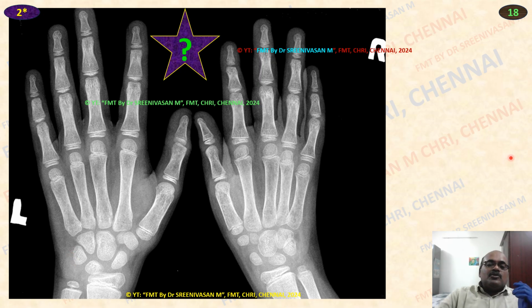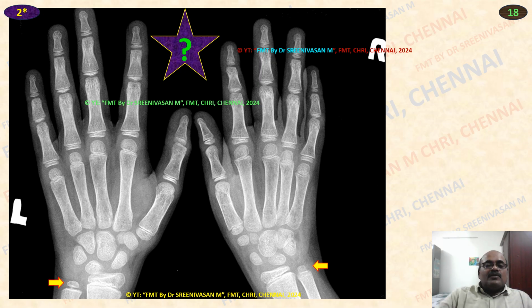So age is above 5 years. Base of the first metacarpal has appeared not fused. Heads of second, third, fourth and fifth metacarpals have appeared not fused. Right? So what is the age? Age is above 5 years, below 12 years, because pisiform is not formed.